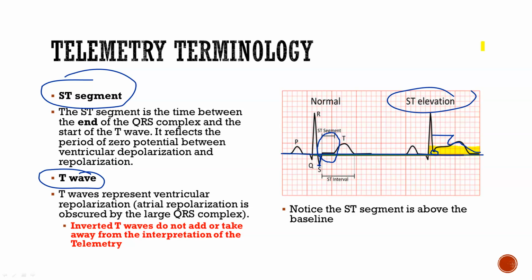The only thing that I'm going to look at for my interpretation is the P, QRS, PRI, QT, and R to R. We'll talk about that again. That's part of our toolbox.